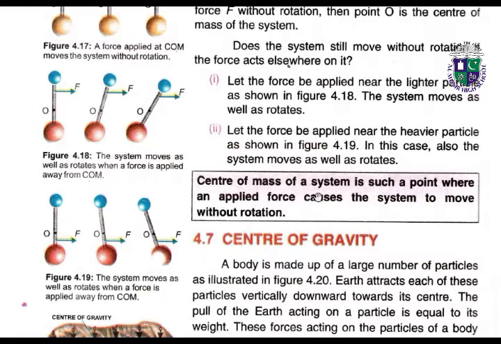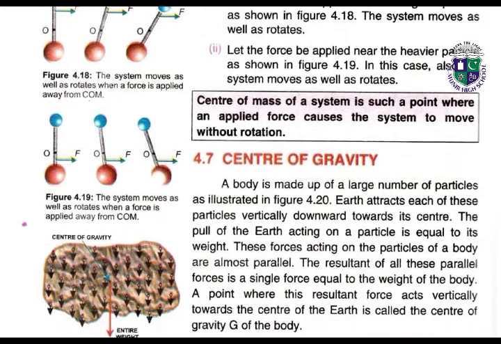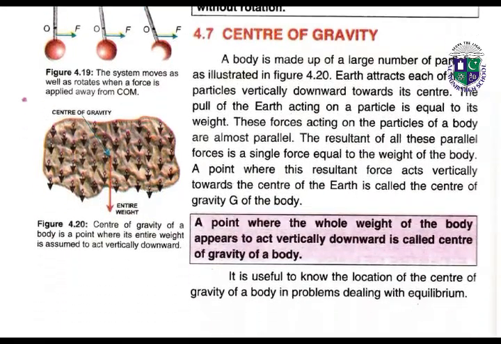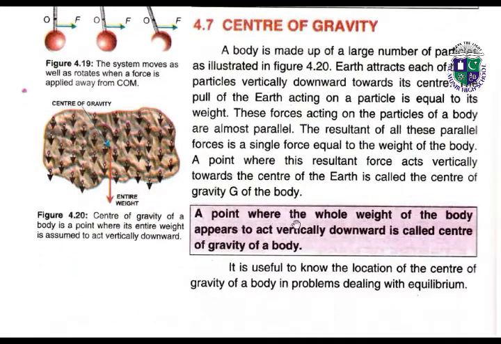So center of mass of a system is such a point where an applied force causes the system to move without rotation. Next we have the center of gravity. What is center of gravity? A point where the whole weight of the body appears to act vertically downward is called center of gravity of a body. For example, in figure 4.20 we have a body. This whole weight of the body appears to act towards vertically downward.